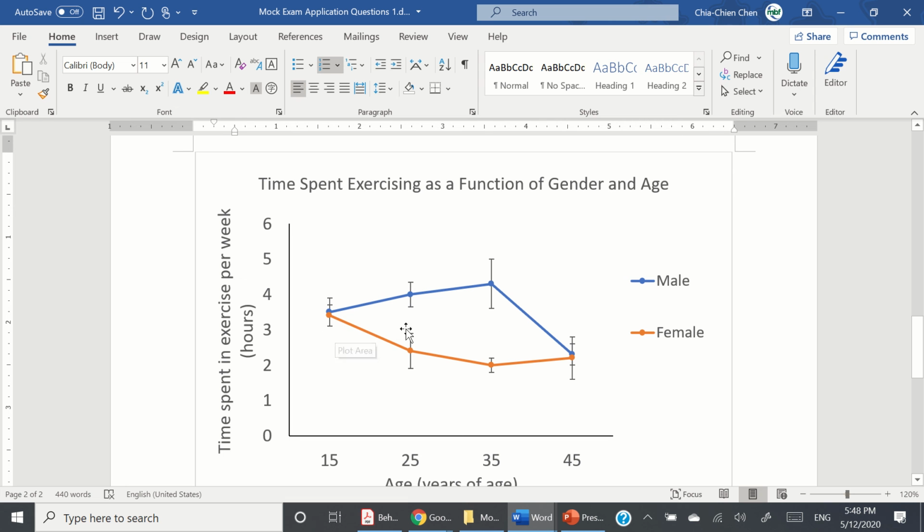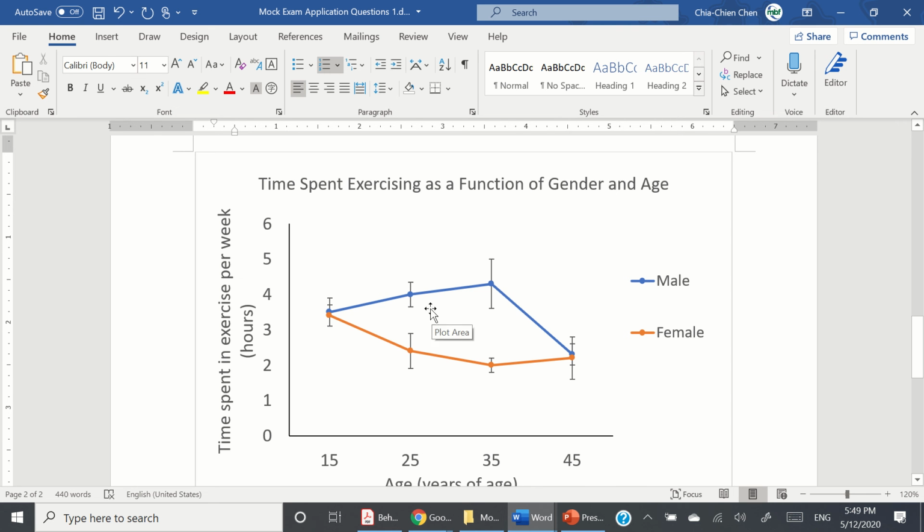Now we're seeing that the error bars do not overlap that much. Therefore, 15 versus 45, there is a significant difference, in which 15 years of age males spend more time exercising than 45 years old males.